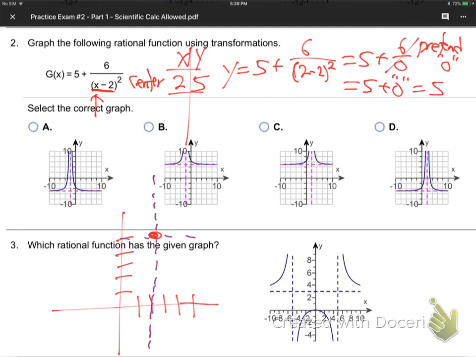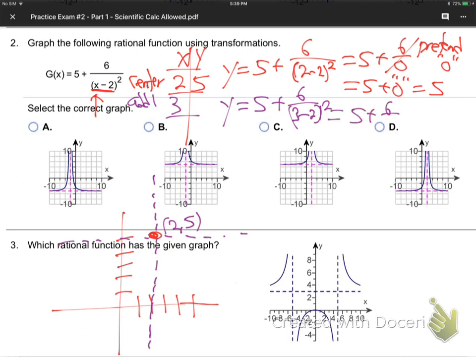And over 2 up 5. That's the center. Okay, now, then we add 1 to get one other point. Plug in 3. y will be 5 plus 6 over (3 minus 2) squared, which is 5 plus 6 over 1, which is 11. So over 3 up 11, so way up here.